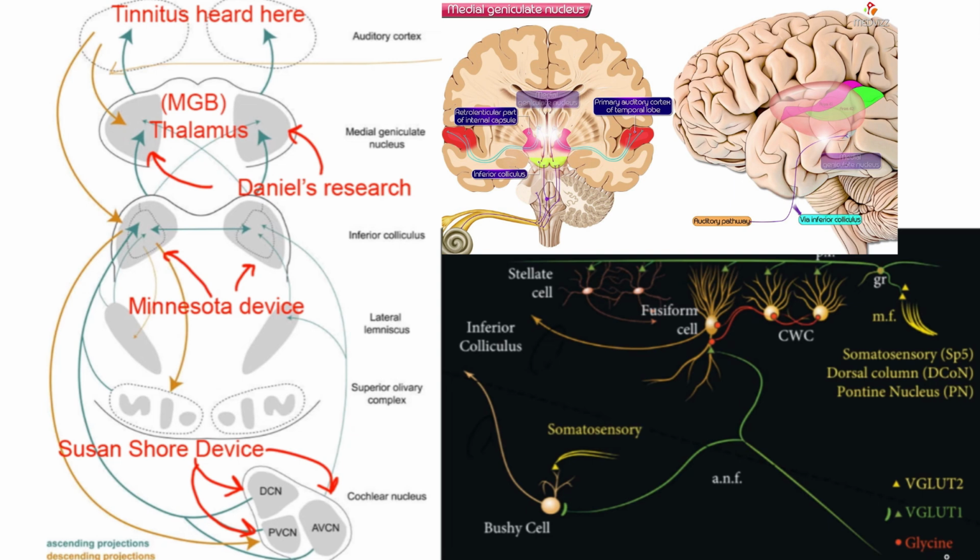And when it arrives, 2 scenarios can happen. Scenario A is the MGB, for various reasons, either high stress, inflammation, or maladaptive plasticity in thalamocortical circuits, which can happen due to drug use, fails to suppress the noise, and the phantom 4 kilohertz tone passes through to the cortex, which solidifies the tinnitus perception.